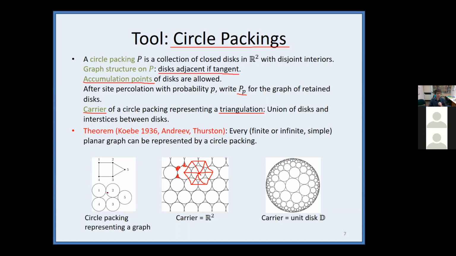And here, just for illustration, I've put a graph which is represented by circle packing. So the graph of the circle packing is this graph. And the very important and famous theorem of Koebe from 1936, later proved as well by Andreev and Thurston, is that every planar graph can be represented by circle packing. Even infinite planar graphs can be represented by circle packing. This will be important in the talk. Okay, so we move on.